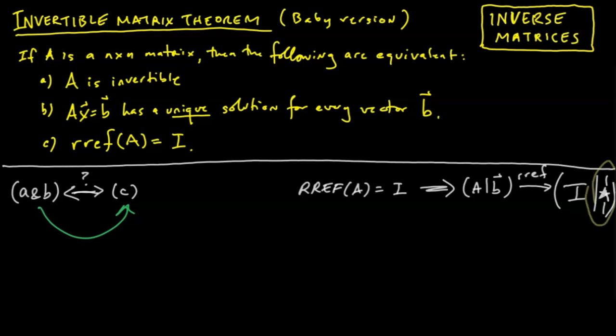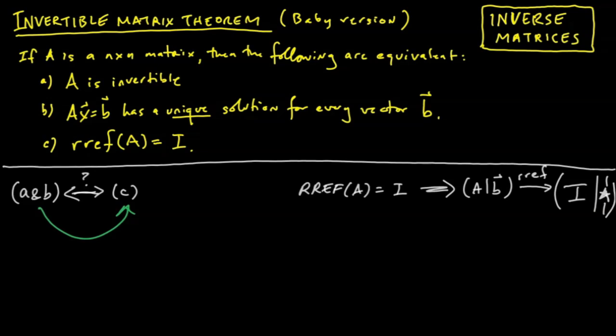And the components of that column vector to the right of the bar would be the components of the one and only solution to the equation AX equals B. And so now we have seen why statement C implies statement B.